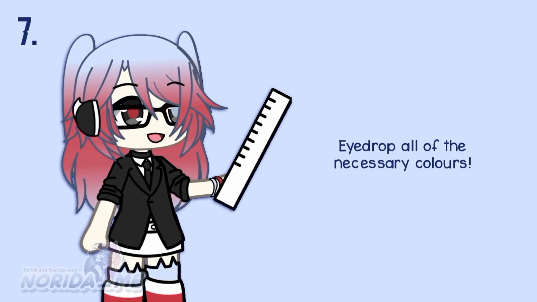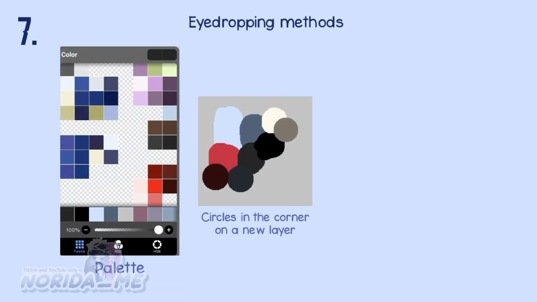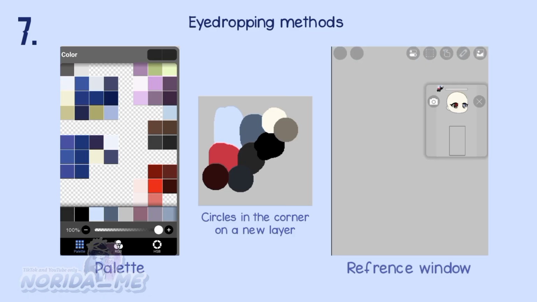I drop all of the necessary colors. You can save them in the palette, or create a new layer and draw small circles in the corner so you'll be able to eyedrop them anytime, like I did. It's the easiest option in my opinion, or use the reference window.